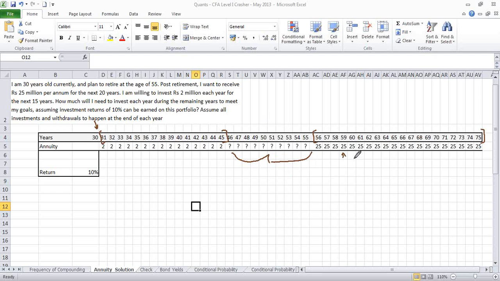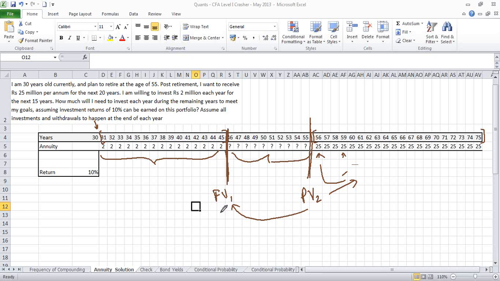The solution for this is that this set of cash flows first gets discounted to the point of 55 years, this point. So I find the present value of all this annuity at 55 years. I find the future value of this entire annuity at 45 years. So this is the future value of the current annuity. Let's call that FV1. Let's call that PV2. I want to then take PV to 45 years. So I find something called PV2 dash.